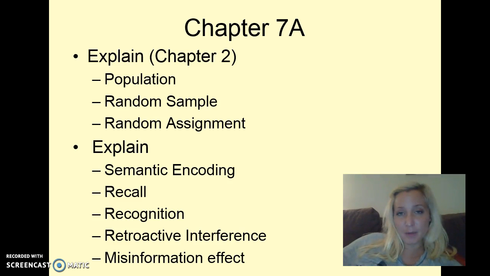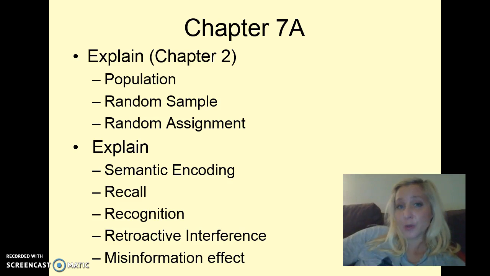You also need to be able to explain, since this unit is about memory, semantic encoding. You need to be able to explain recall. You need to be able to explain recognition. Retroactive interference, don't confuse it with proactive interference. And you also want to be able to explain and apply the misinformation effect. Okay, so that would be 7A memory if you got that FRQ. You will not have a choice. Each class period will just have a different FRQ.